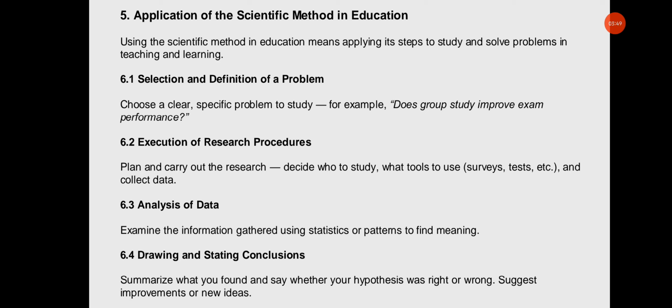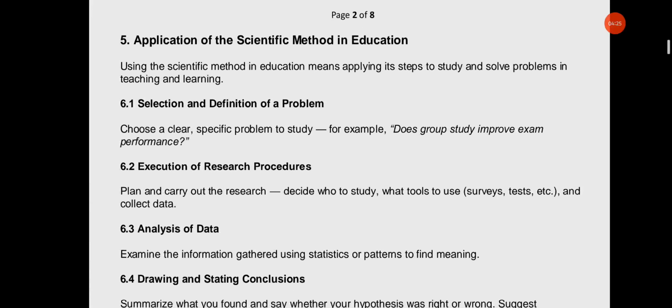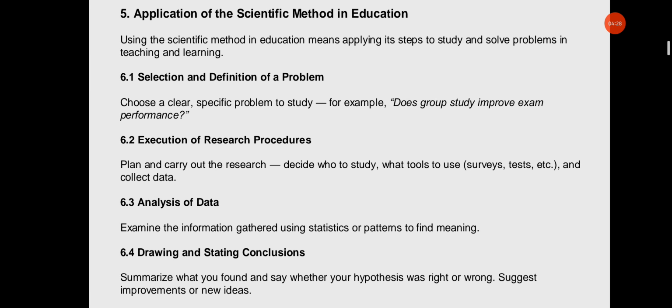2. Execution of research procedure. Plan and carry out the research. Decide who to study, what tool to use, for example, survey, test, etc., and collect data. 3. Analysis of data. Examine the information gathered using statistics or patterns to find meaning. 4. Drawing and stating conclusions. Summarize what you found and say whether your hypothesis was right or wrong, suggest improvements or new ideas. So these were the applications of the scientific method in education.